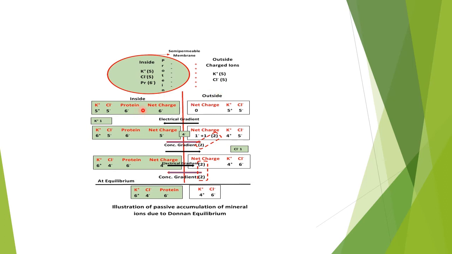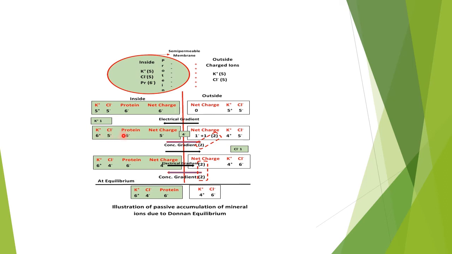So we have an inside, we have an outside. Inside situation is that potassium is 5, chloride is 5, proteins are 6. So what will be the net charge here? This is balanced here, so net charge is 6. Here outside we have potassium 5, chloride 5, so net charge is 0. Now there will be an electrical gradient. As per electrical gradient, what will happen? One potassium ion can cross here, and that leads to the formation of potassium as 6, chloride 5.